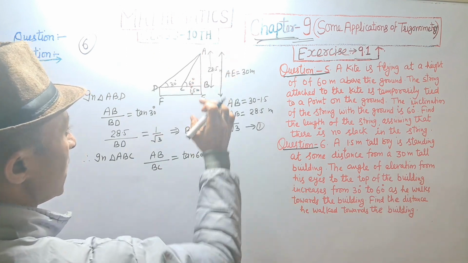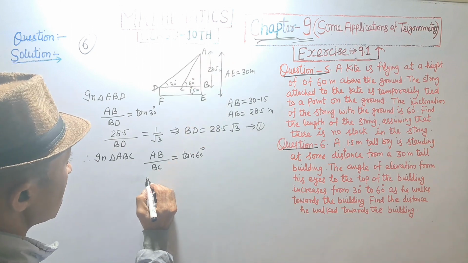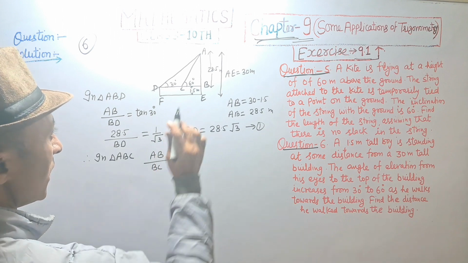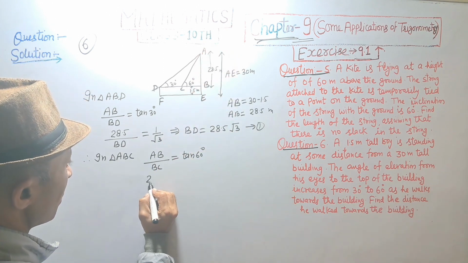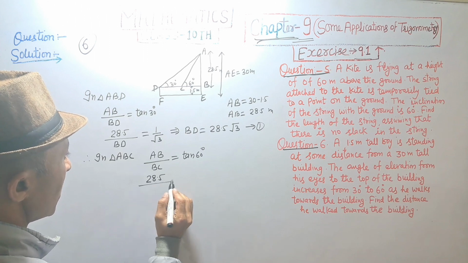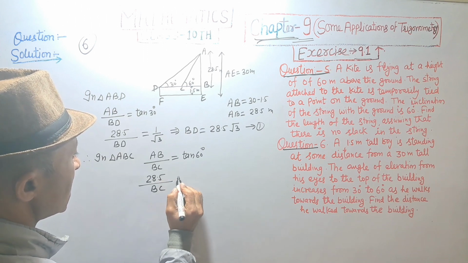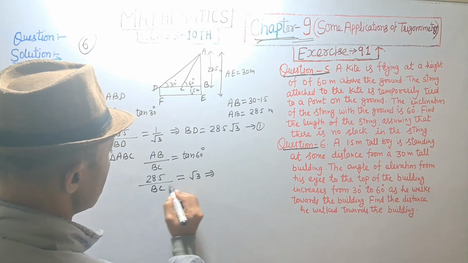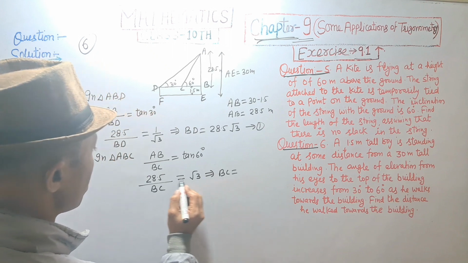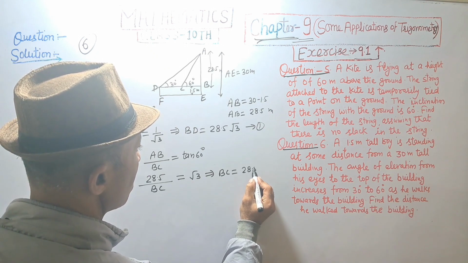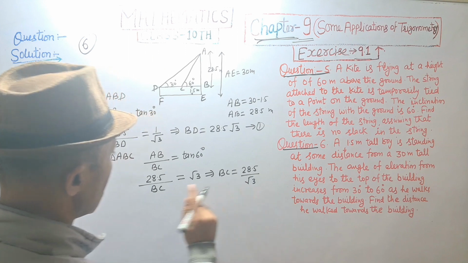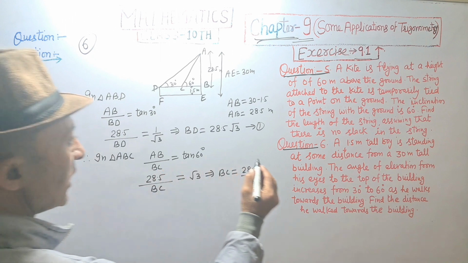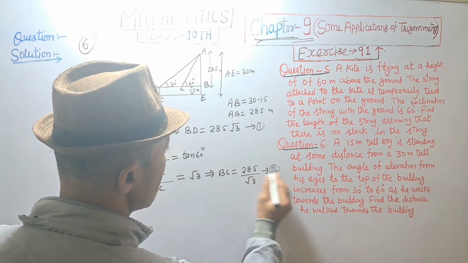The value of AB, the distance of AB, is equal to 28.5 divided by BC, equal to tan 60, which is root 3. This implies BC is equal to 28.5 divided by root 3. BC is equal to 28.5 divided by root 3. It's equation second.